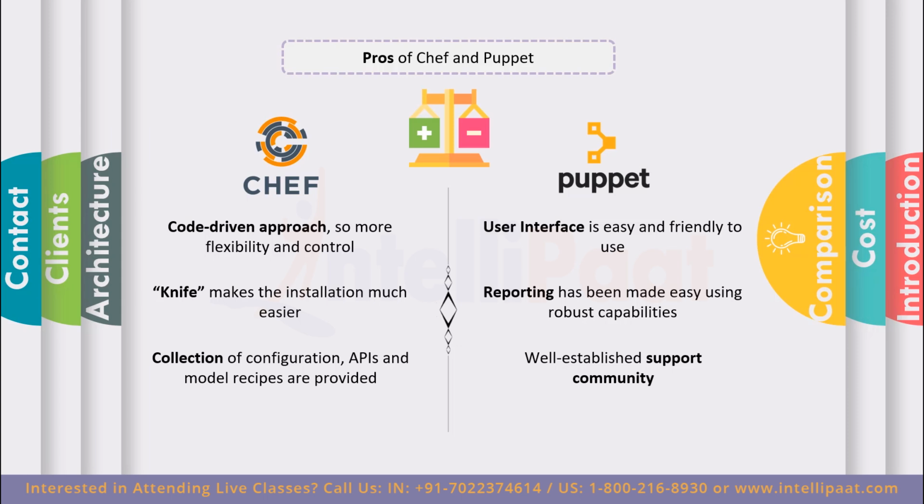Next is Puppet. The user interface is easy and friendly to use. As I told you, Chef is a little bit complex, but Puppet is not. Next, reporting. In Puppet, you can easily report and use the awesome reporting capabilities of Puppet, and share it across your other servers. The reporting capability of Puppet is very good, and it also has a well-established support community. As I already told you, there are premium and standard support plans. Even if you don't take up those plans, they already have a well-established support community in which you can find most of the answers.